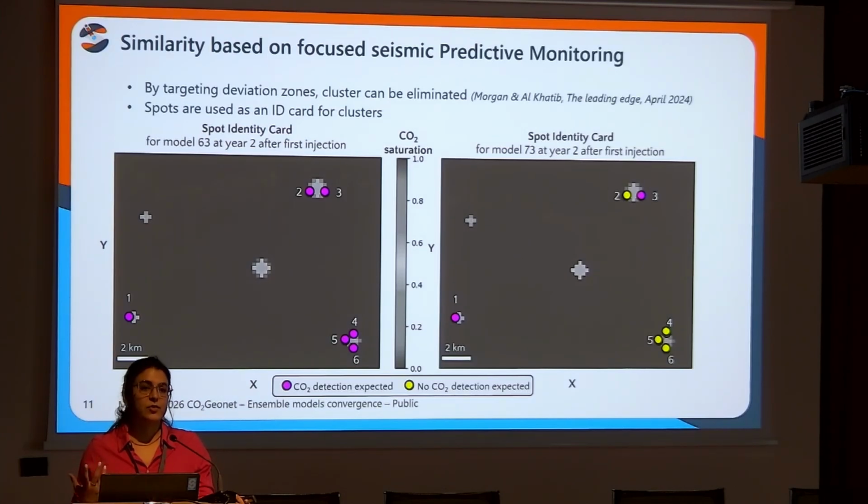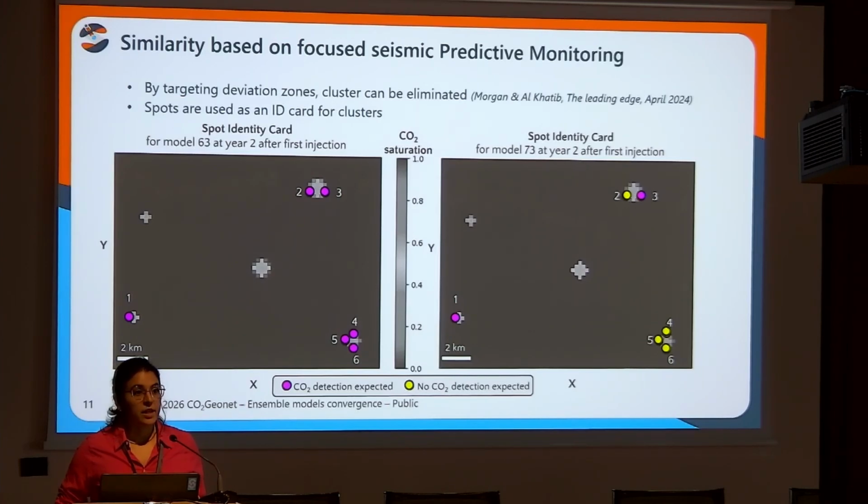So here you can see on the left side one cluster spot detection signature, and on the right side a second cluster. So you have the same spot locations, but the CO2 detection that we expect will not be the same. On the left side, we want to detect CO2 on all of the 6 spots. On the right side, we should have CO2 only on 2 spots. So just a few spots on the field, and we can already discard between models.